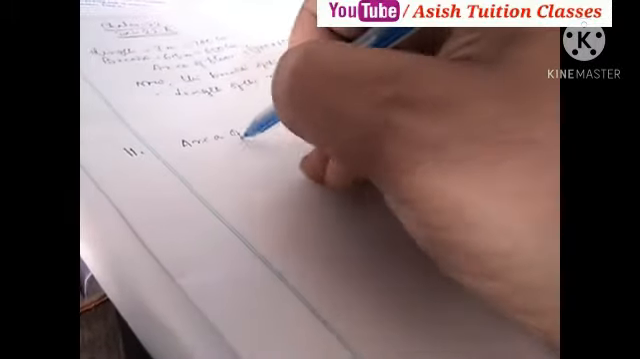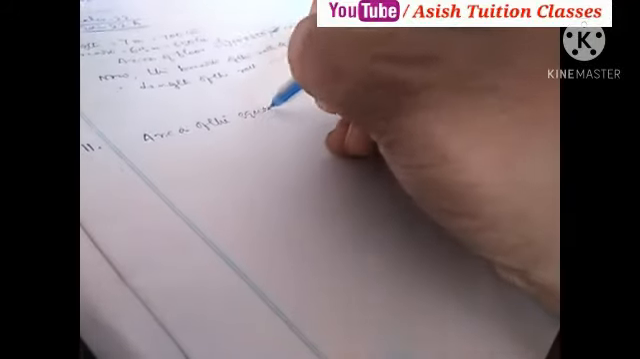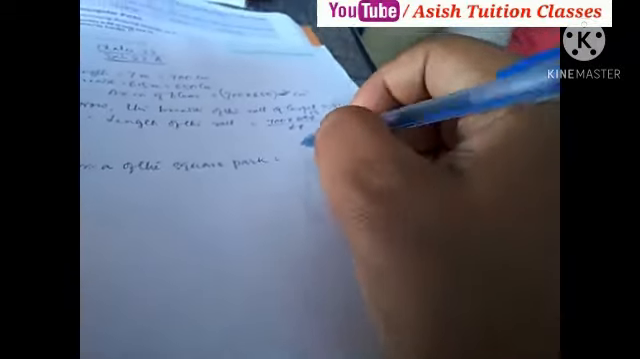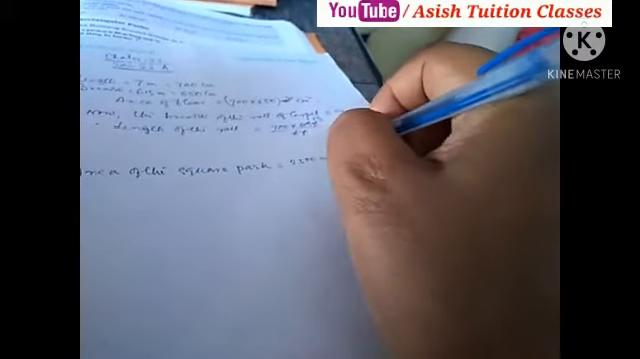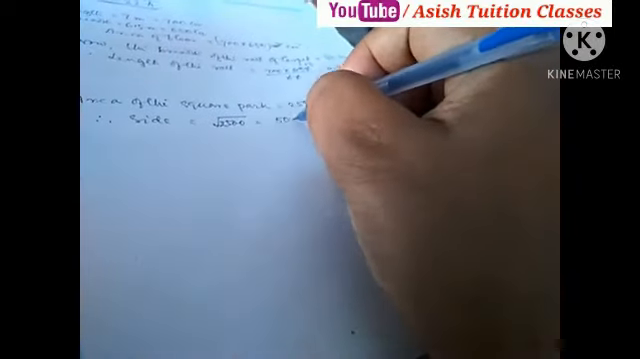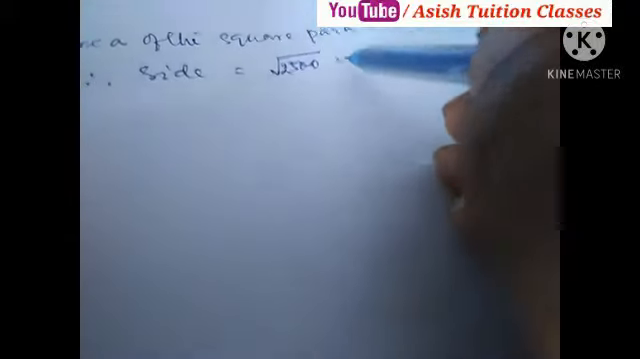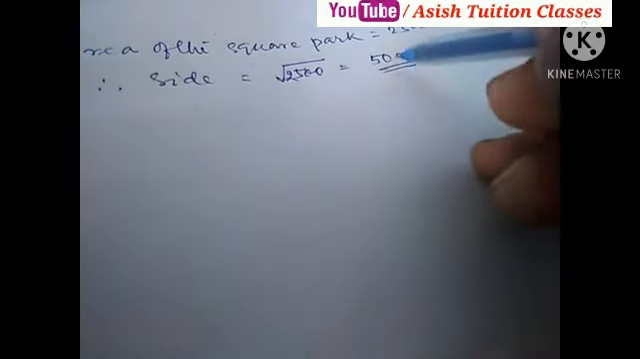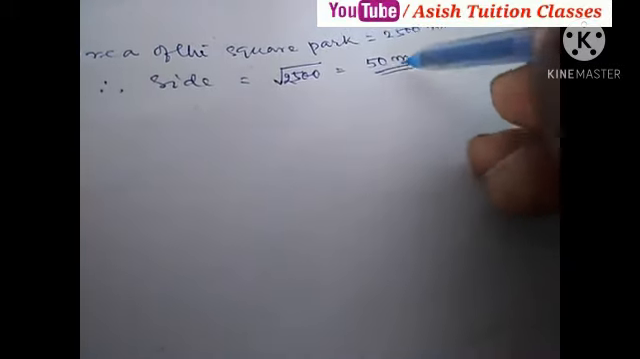Let's see. Area of the square park is equal to 2500 meter square. Therefore, side will be equal to square root of 2500, which means 50 meter. One side is 50 meter. If we take the square root of 2500, then we will find the side of the park, that is 50 meter.